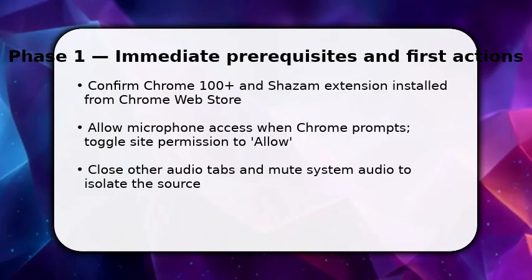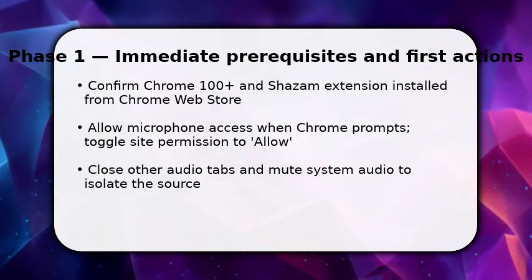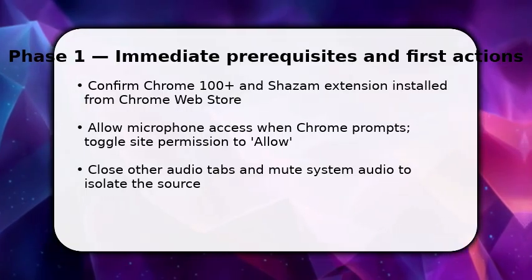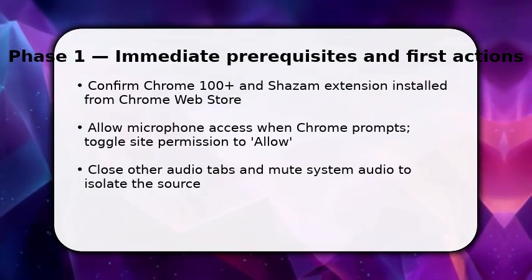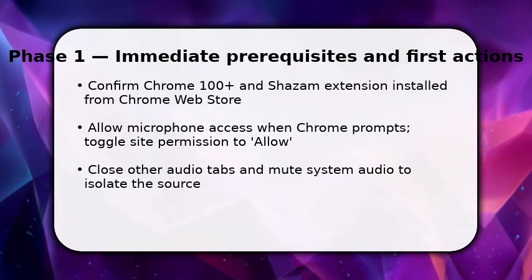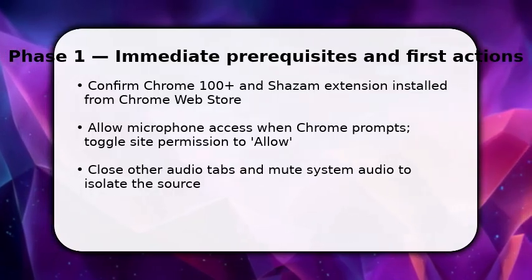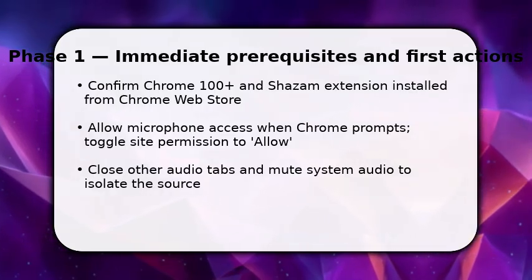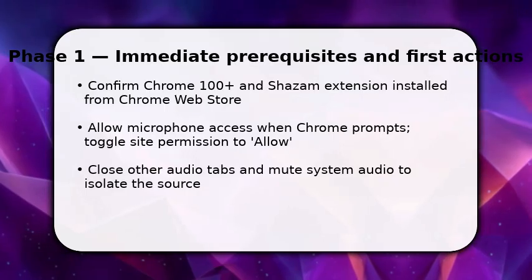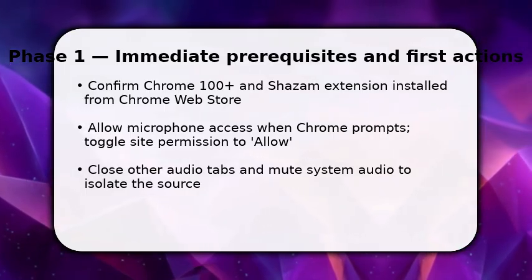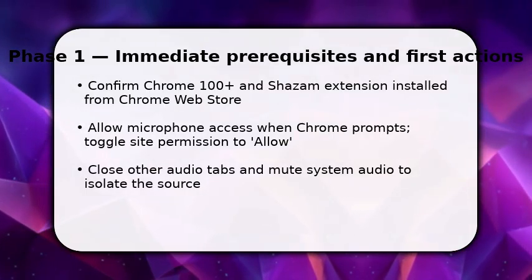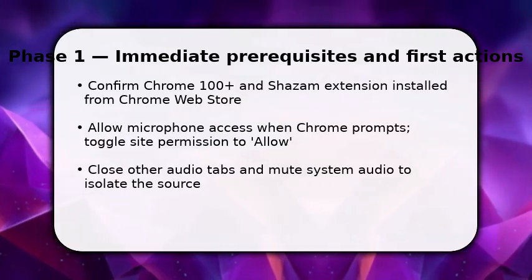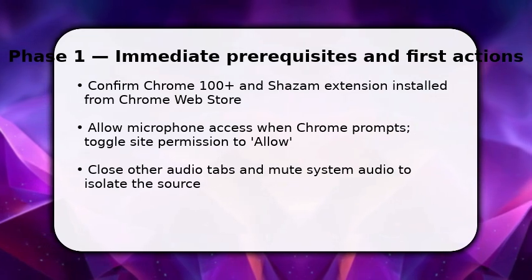You start by preparing the browser and permissions. Install the Shazam extension and make sure Chrome is updated. This avoids compatibility hiccups. Once done, click the extension icon to open its panel, and when Chrome asks, allow microphone access so Shazam can listen. Also, make sure no other tabs are playing audio, close or mute them. Otherwise, Shazam may capture the wrong source. These initial steps get you listening quickly and reliably, so the extension can identify songs accurately.